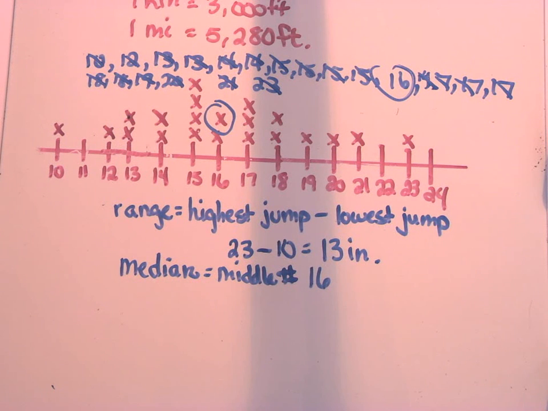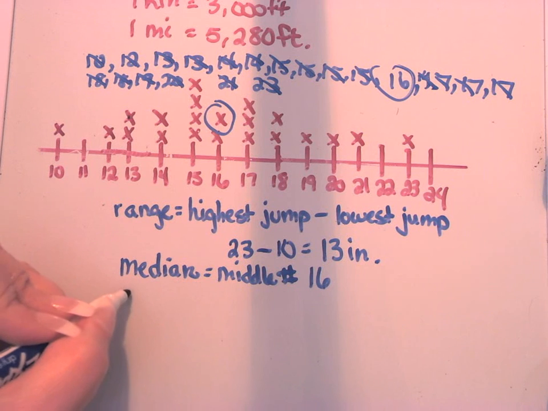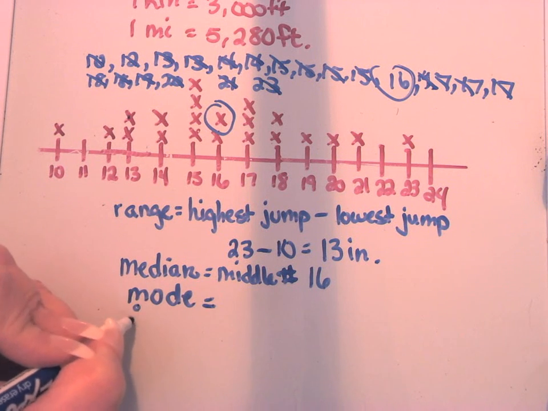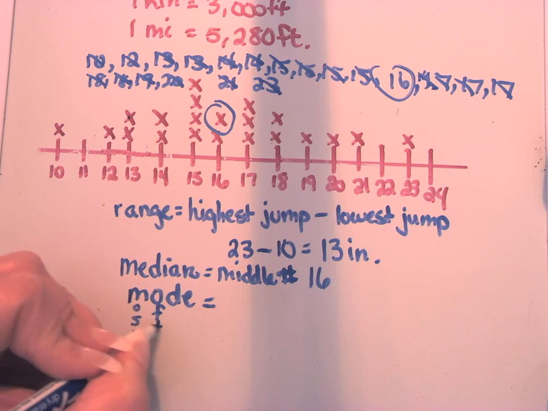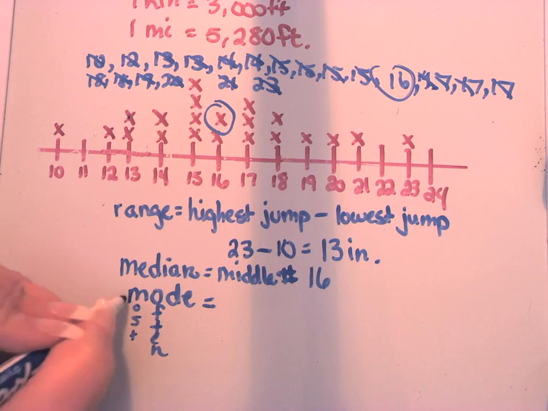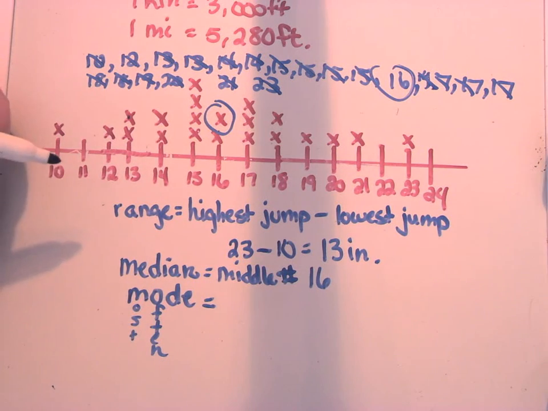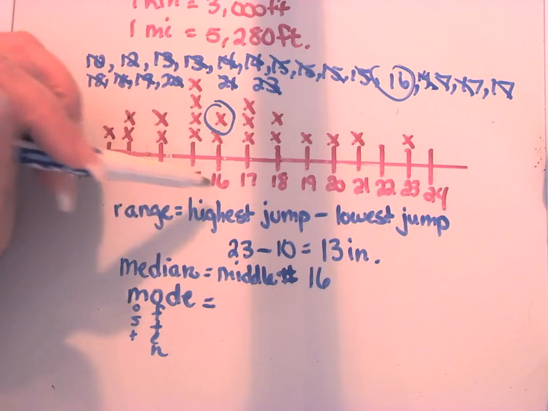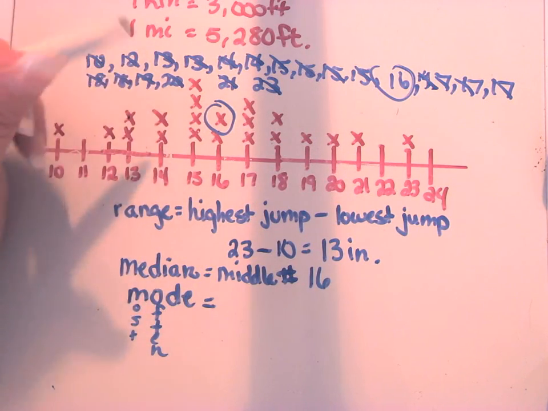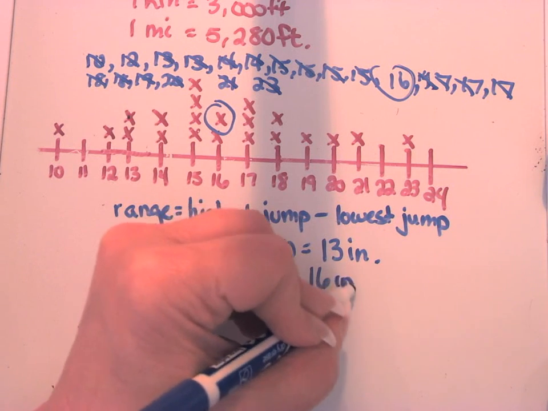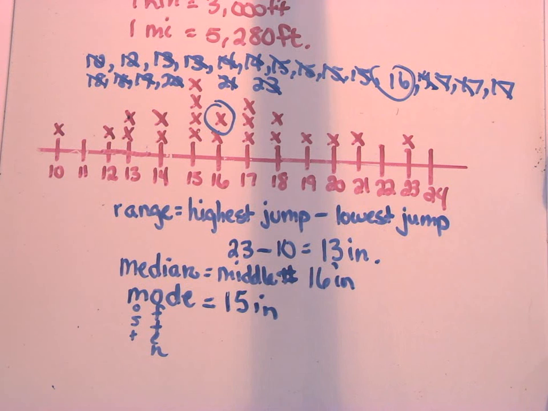So we found the median, we found the range. Now the only thing left they want us to find is the mode. The mode, like these two letters say, most often. Okay, that's how you can remember it's mode, most often seen number. So most often means it has the most x's. So if you look on your line plot, you can see the one with the most x's is 15. So 15 inches is the most often jumped number that we have there. So 15 inches would be the most jumped, the most often jumped.